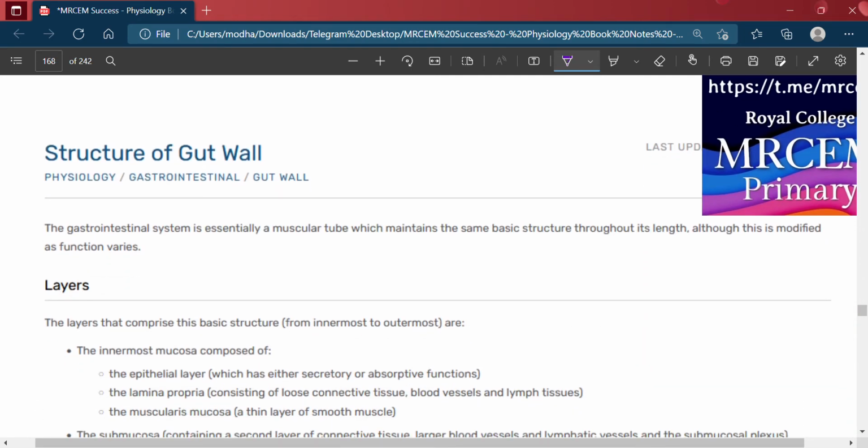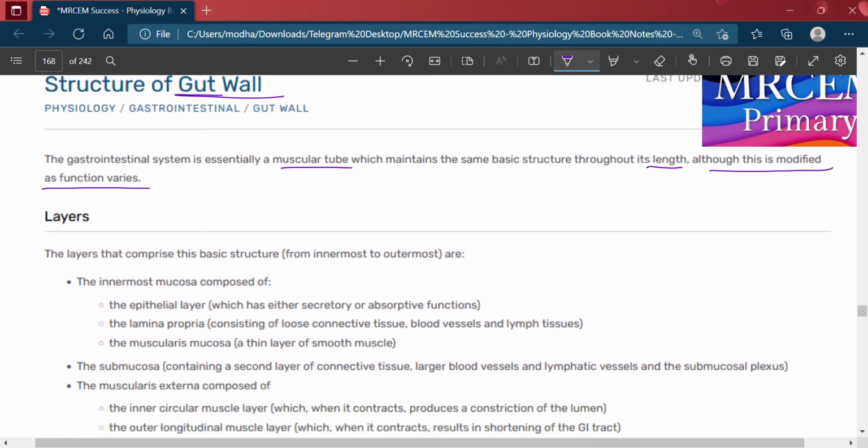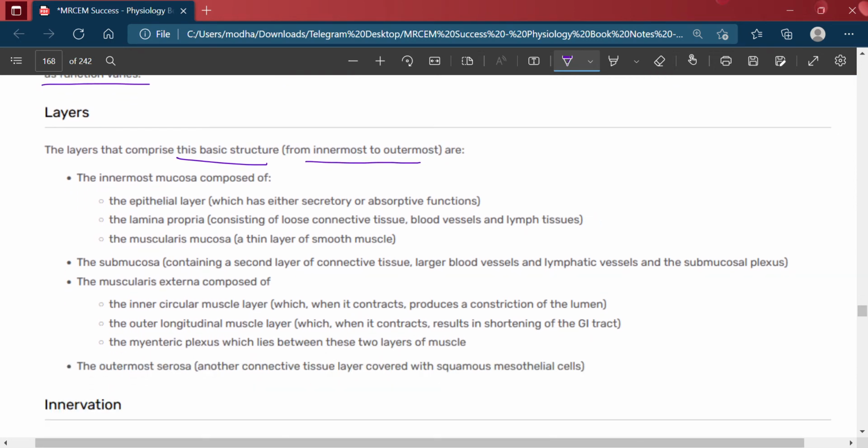Structure of the gut wall. The gastrointestinal system is essentially a muscular tube which maintains the same basic structure throughout its length, although this is modified as function varies. The layers that comprise this basic structure, from innermost to outermost, are the mucosa, then the submucosa, the muscularis externa, and the outermost is the serosa.